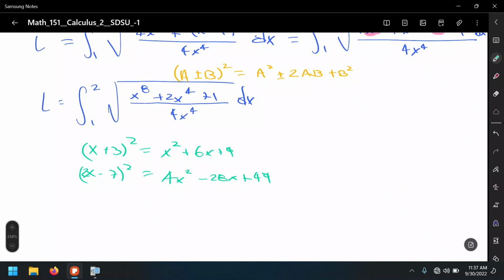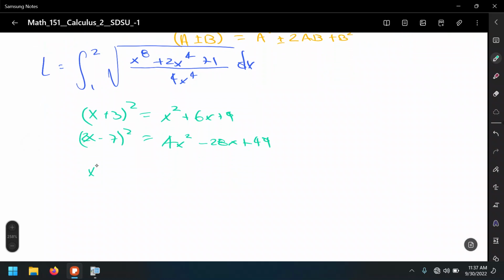Now, what if we have, in this case, the reverse? For example, x squared plus 14x plus 49. How can we write this as a binomial squared? x plus 7 squared. This is a perfect square trinomial that can be rewritten like this. What about x squared plus 2x plus 1? x plus 1, quantity squared. What about x to the 8th plus 2x to the 4th plus 1?